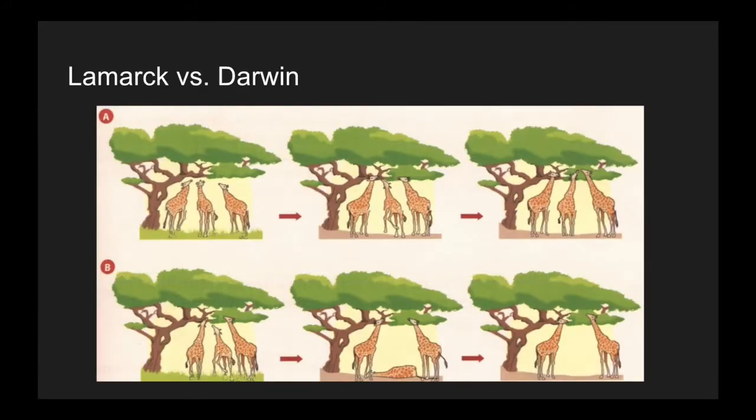One early example of a theory of evolution was proposed by Lamarck. His theory was that acquired characteristics were passed on to offspring, which you can see on the top half of the diagram. The giraffes start out with short necks, then after they stretch and stretch, their necks grow longer to reach the leaves. Then their offspring are born with long necks too. However, Lamarck was wrong. Part B shows Darwin's theory of evolution through natural selection at work.